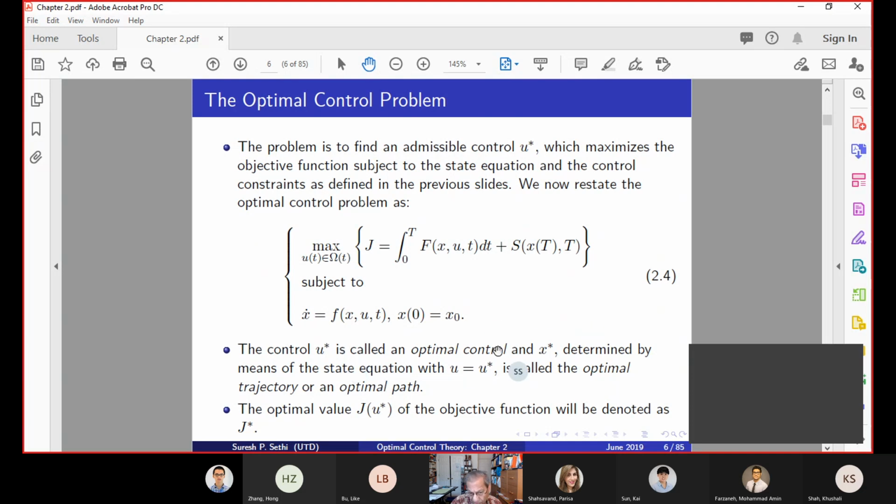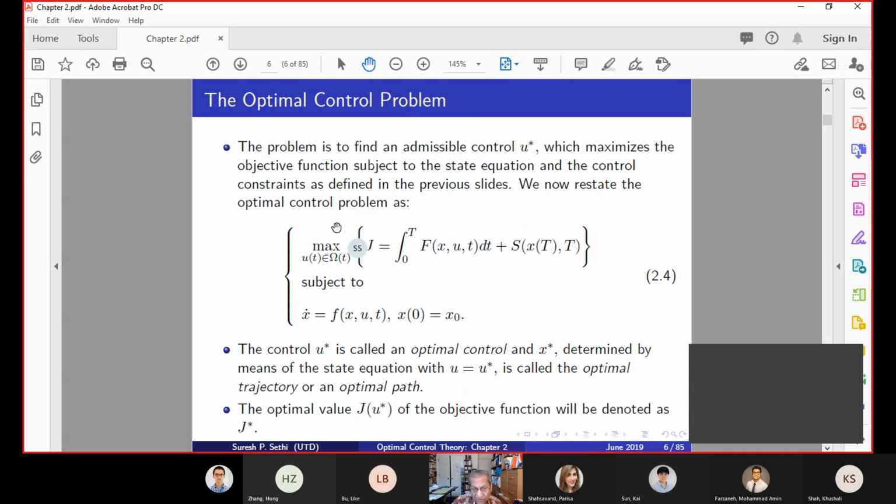U star is called an optimal control. If I use U star here, which means the U star trajectory, then the state equation becomes a differential equation for any U star, and that is called the optimal trajectory. Because once I have a U star, I put U star of t here, and then I take the x dot. I can find the trajectory.